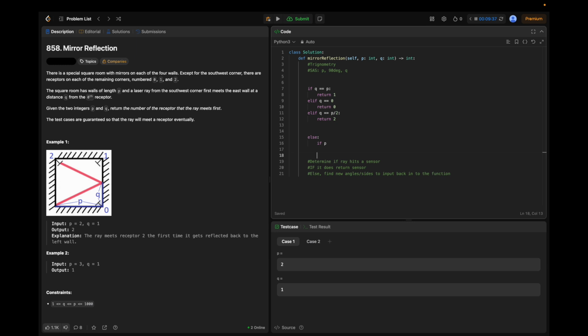How do I figure out this bouncing thing? Well, let's say I would draw it out, but whatever. So let's say this is 3, right? So the length of p is 3. If q is equal to 0, then we return 0, that's fine. If q is equal to 3, then we return 1, just fine. And it's never going to be equal to 1.5. So if it's 1 or 2 is the question.